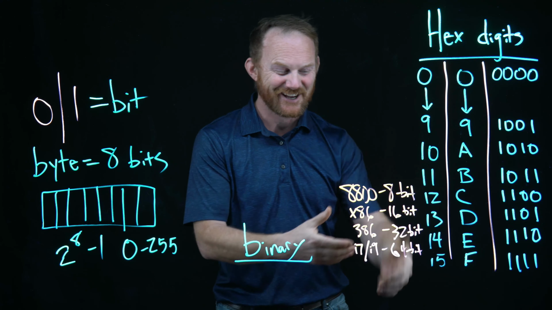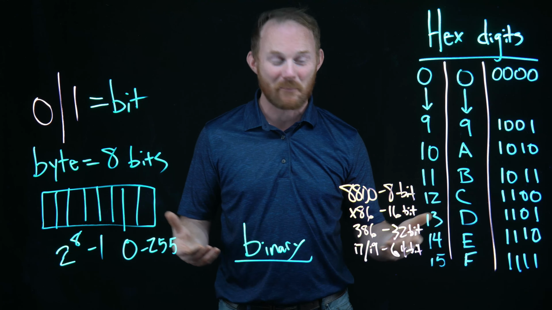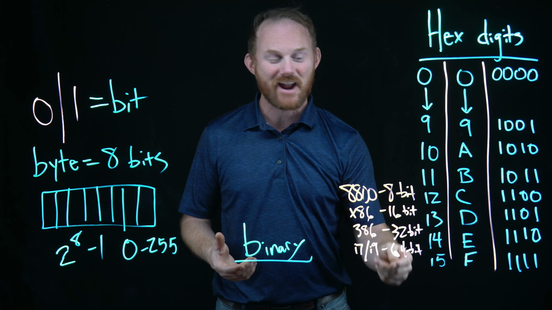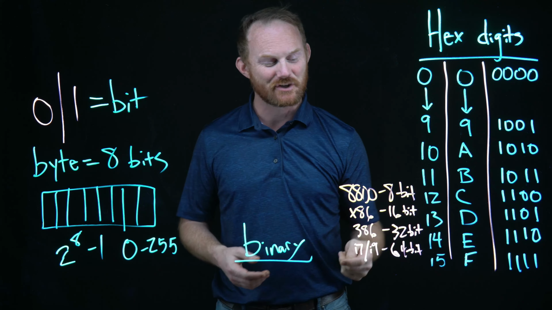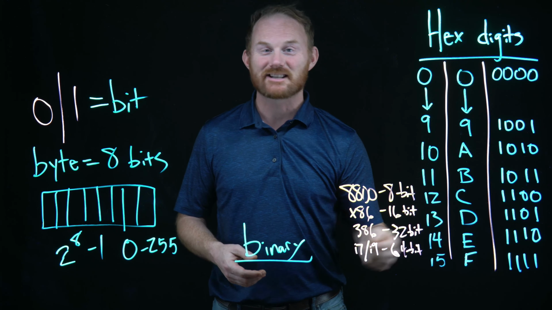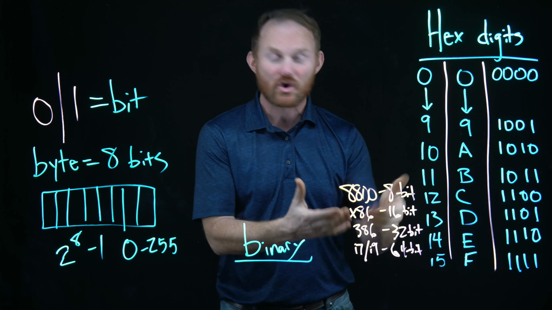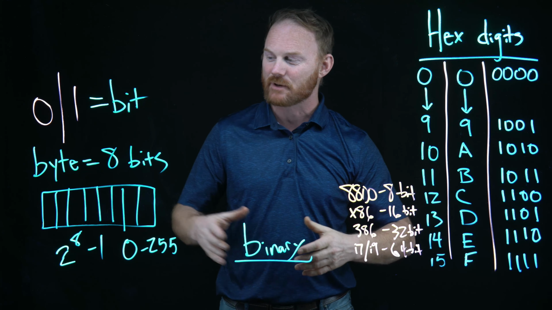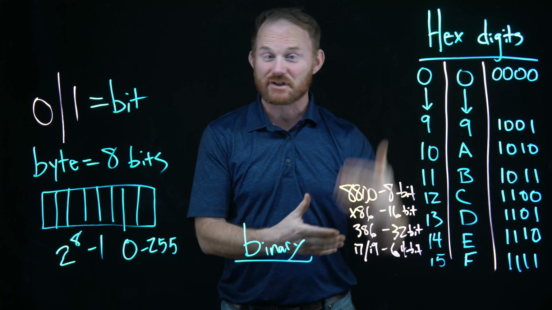Do you see a common theme there with those numbers, right? These are all multiples of 8. This is 1 byte, this is 2, this is 4, and this is 8. It circles around this 8-bit concept. So the architectures have just followed this pattern.